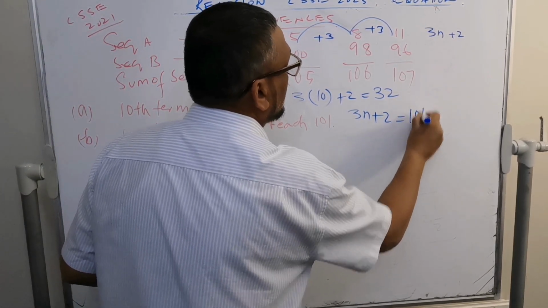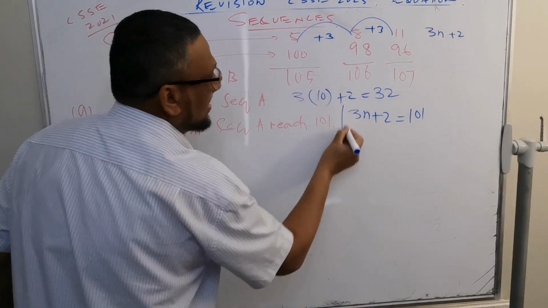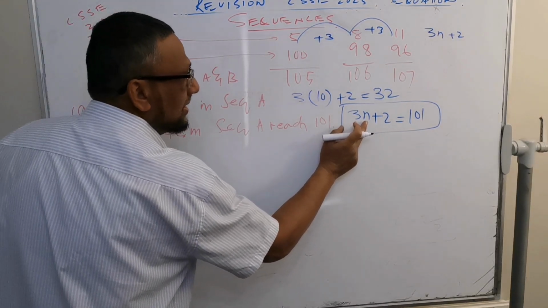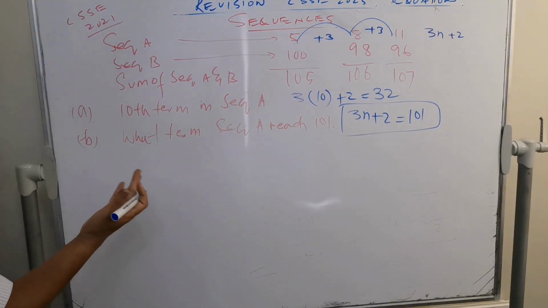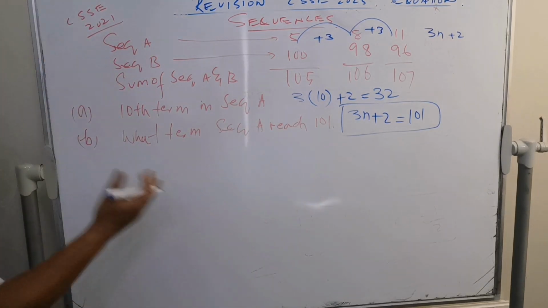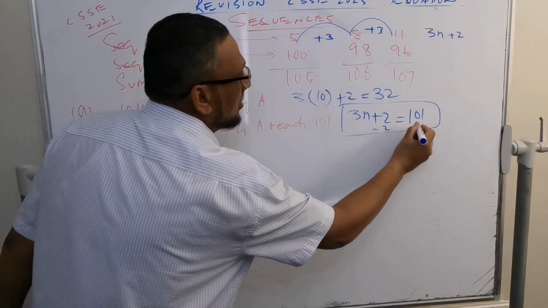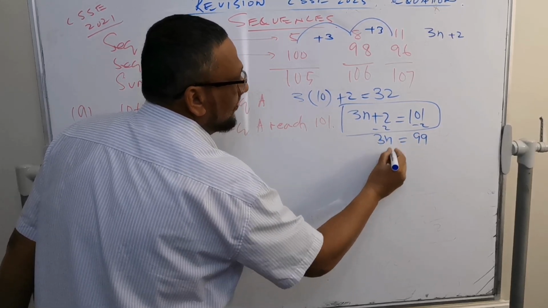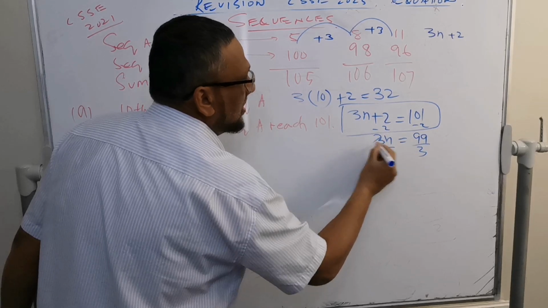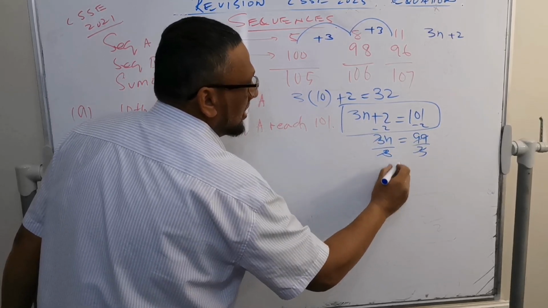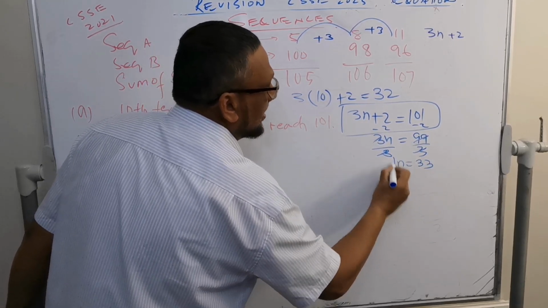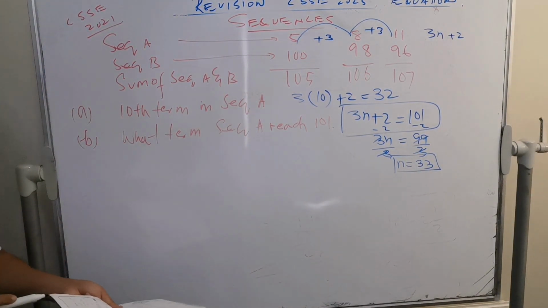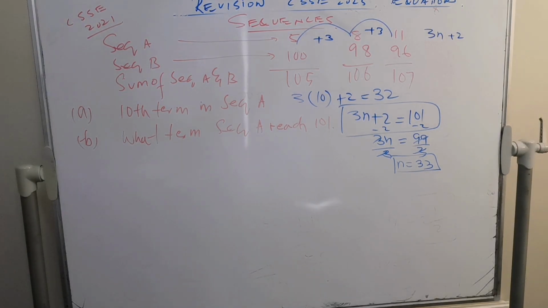2 equal to 101. And look at this one, same as the concept of equation, you are using n instead of x, y, z. So any letter can be used, A to Z. So minus 2, minus 2, so it means 99, 3n, divide by 3, so it means your n will be 33. So this is part B answer. So part B answer is n equal to 33.